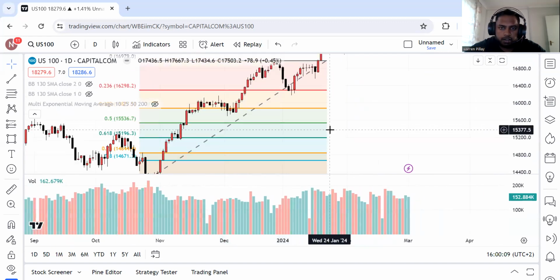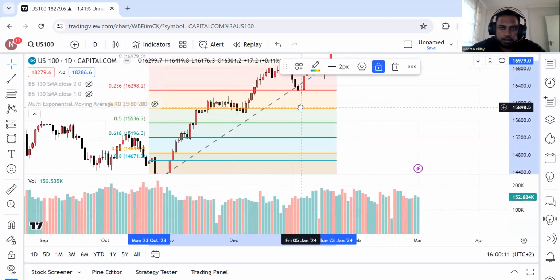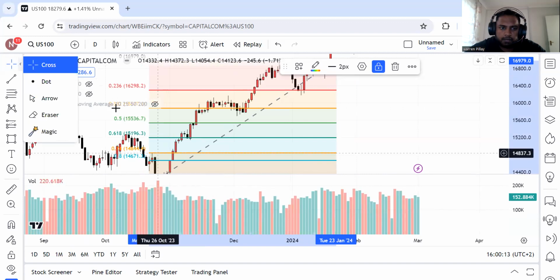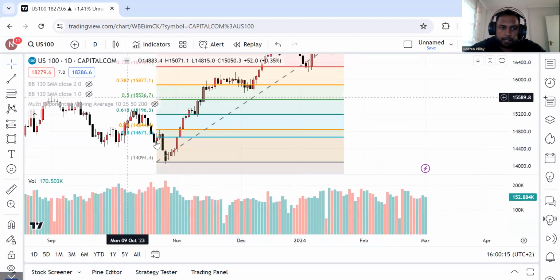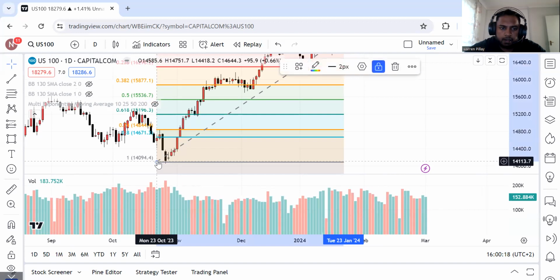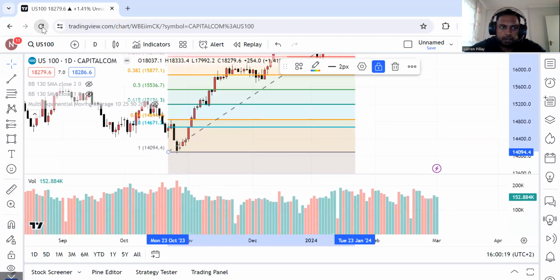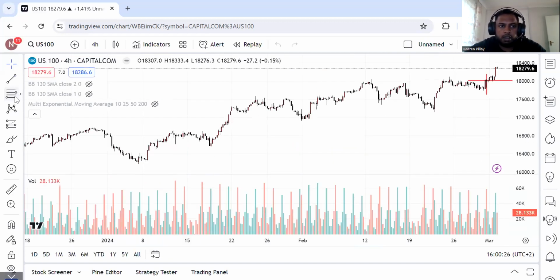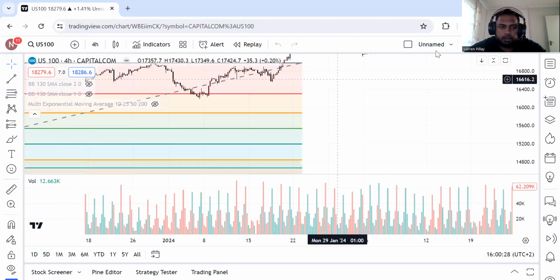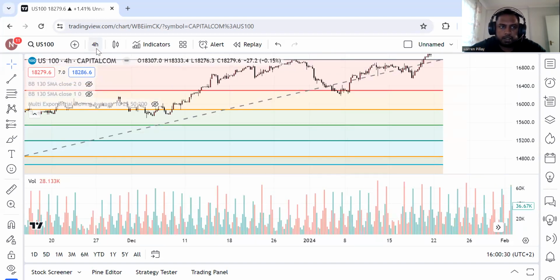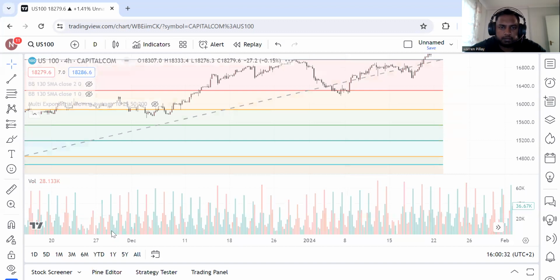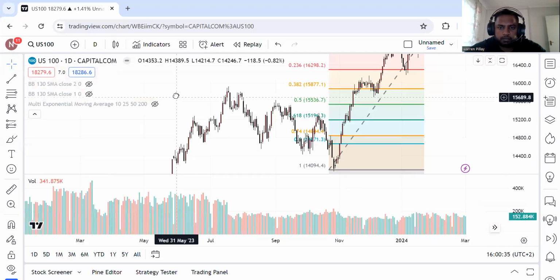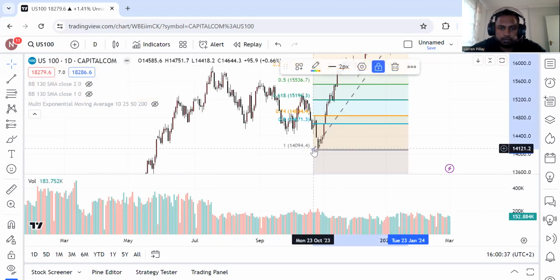Not sure why it's not moving. Let me just refresh. I don't know what's going on. But anyways, yeah, so if you change the point, let me just go back here. Oh, I think it's locked.